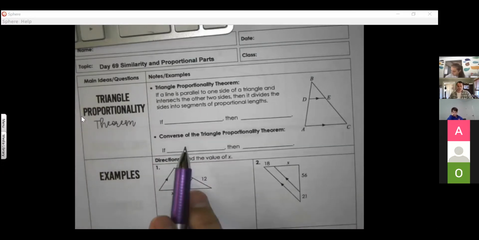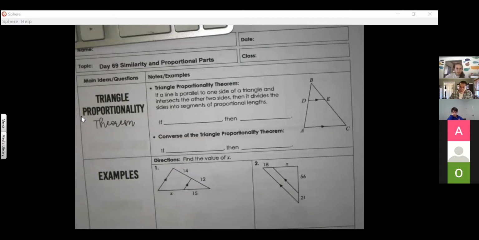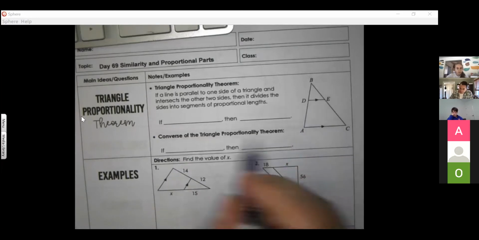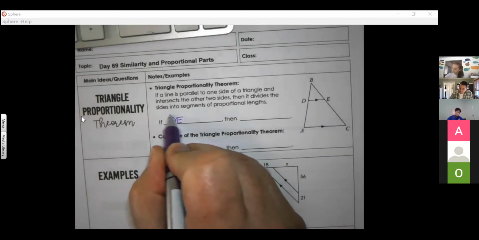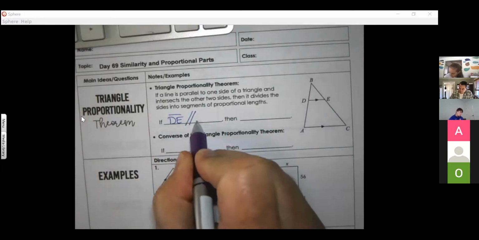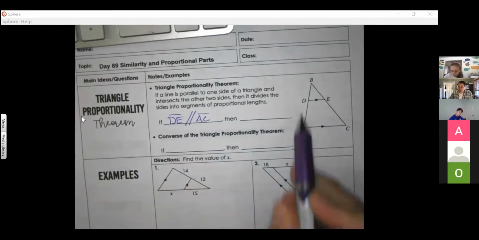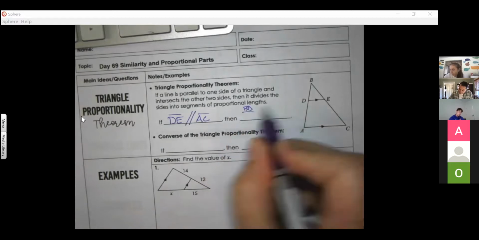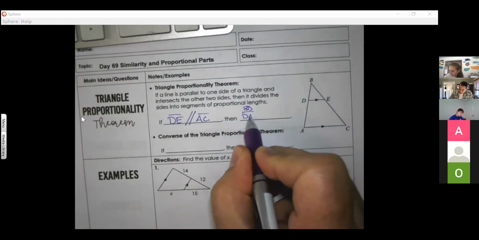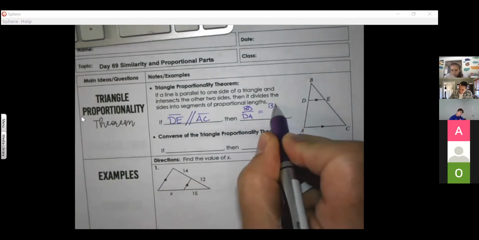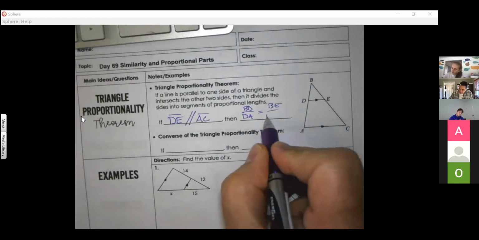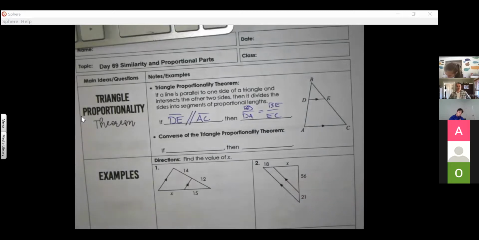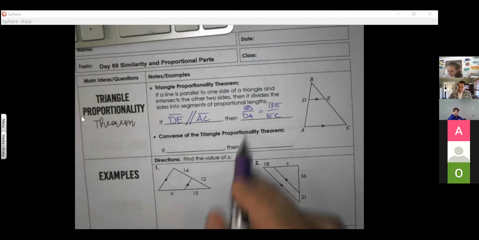So that's our first theorem here. It's called the triangle proportionality theorem. And it says that if these two lines are parallel, if DE is parallel to AC, then these sides are split proportionally, such that BD is to DA as BE is to EC. The sides are split proportionally. By the way, this is the part you're going to be responsible for, so you should be writing this in.